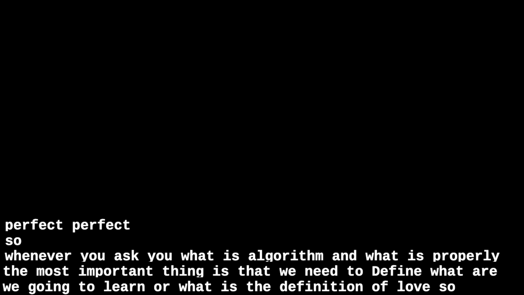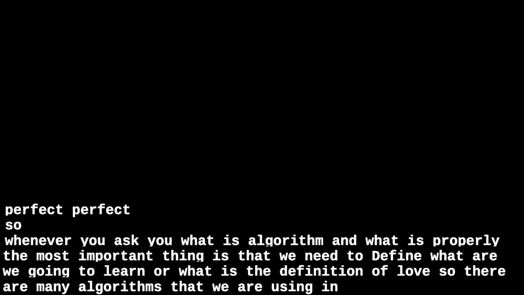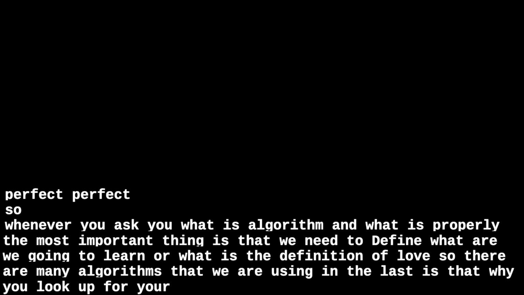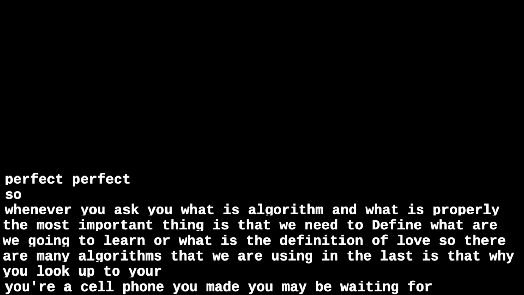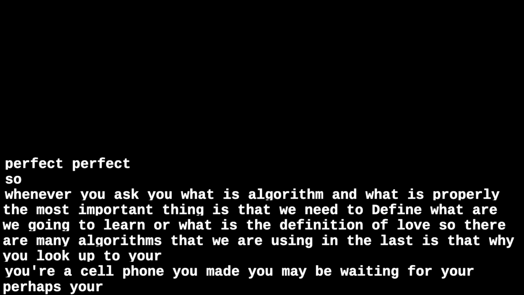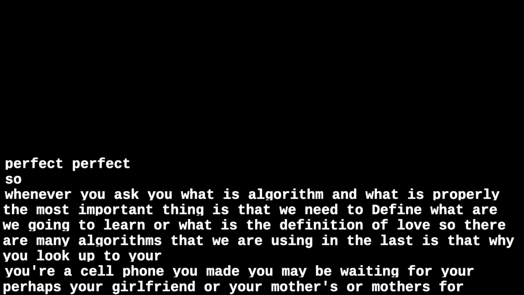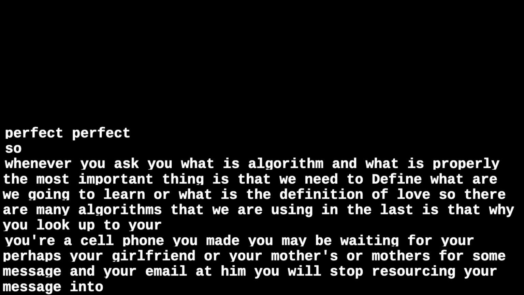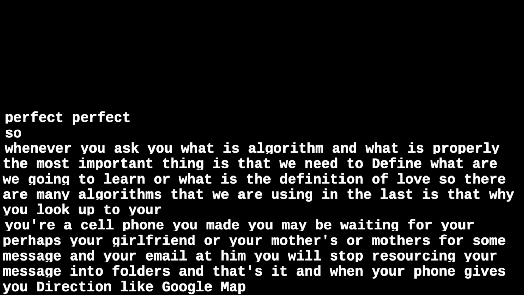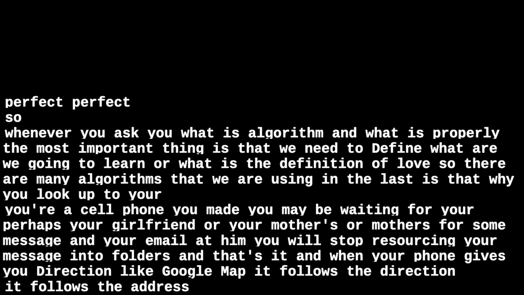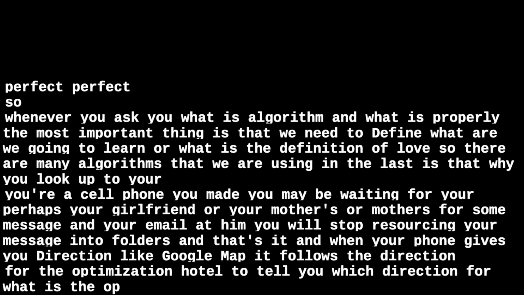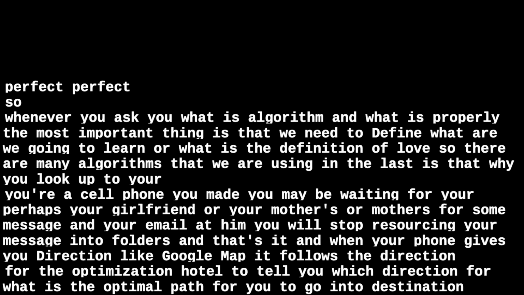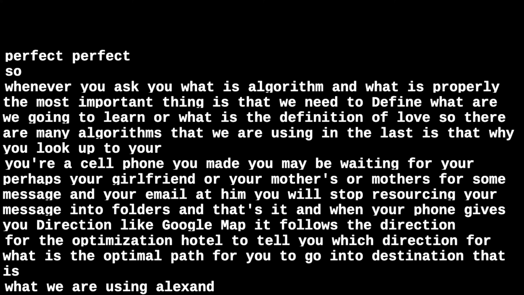There are many algorithms that we are using in our daily lives. When you look at your cell phone, you may be waiting for a message from your girlfriend, or your father or mother, and your email app will sort the new message into folders, and that's an algorithm. And when your phone gives you directions, like Google Maps, it follows an algorithm for optimization to tell you the optimal path to go to the destination. That is how we are using algorithms in our daily lives.